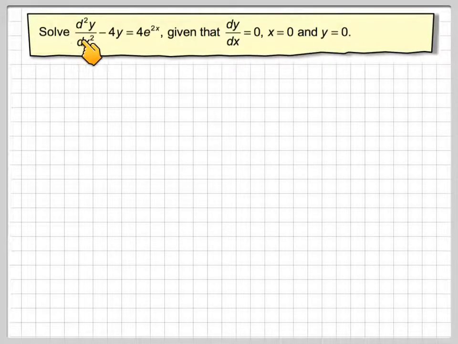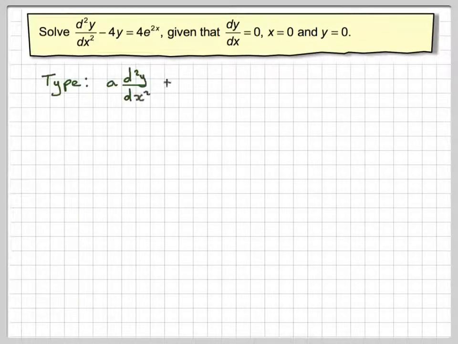Solve the second order differential equation, y double prime minus 4y is equal to 4e to the 2x, given that the first derivative is equal to 0 when x is equal to 0, and y is equal to 0. So here we're given a second order differential equation, but we're also given some boundary conditions.